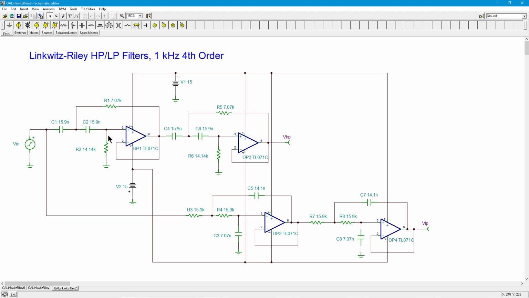So it's not a fourth order 1 kilohertz Butterworth filter. It is in fact a Linkwitz-Riley 1 kilohertz fourth order filter. So this is going to roll off at 24 dB per octave. That's pretty nice, a nice quick roll off. All right, let's verify that.